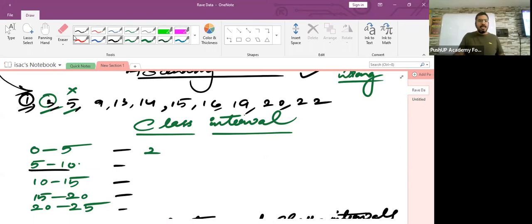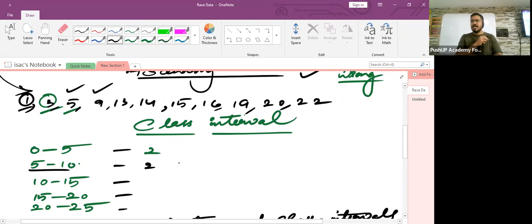Now can you count and tell me in the second class interval how many students can be adjusted? Yes, 5 can be counted here, then 9. Are there any more students who have scored from 5 to 10? No. So there are only 2 students coming in the class interval 5 to 10. Easy to understand? Your doubt is clear, children? 5 is not considered in the first class interval because 5 is the upper limit. So you have to shift yourself to the second class interval so that there you can accommodate the number 5.